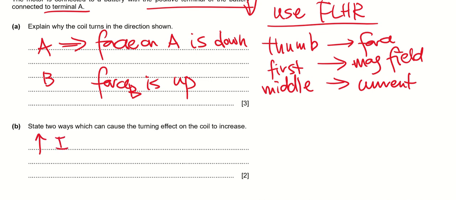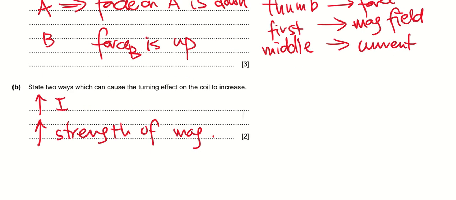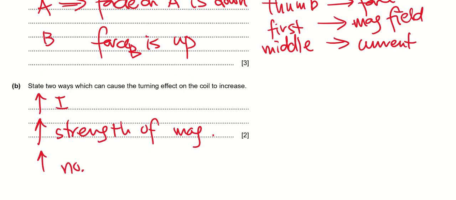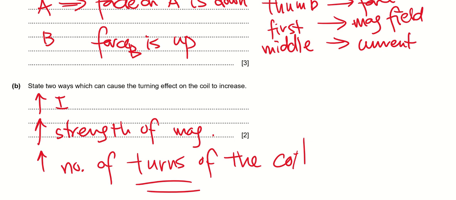Increase current, what else? Number of turns of the coil. Okay, this is the third time we see this. Number of turns of the coil. I tell you, all the questions repeat. They will repeat. I will give you all last year's prelim. Most likely, whatever came out in last year's prelim will not be tested in this year's prelim.